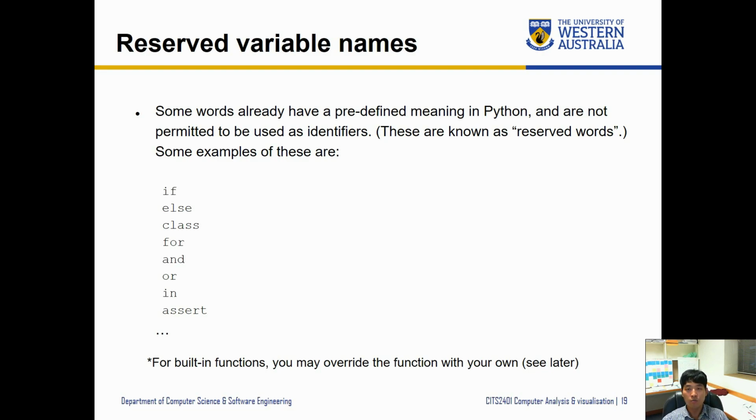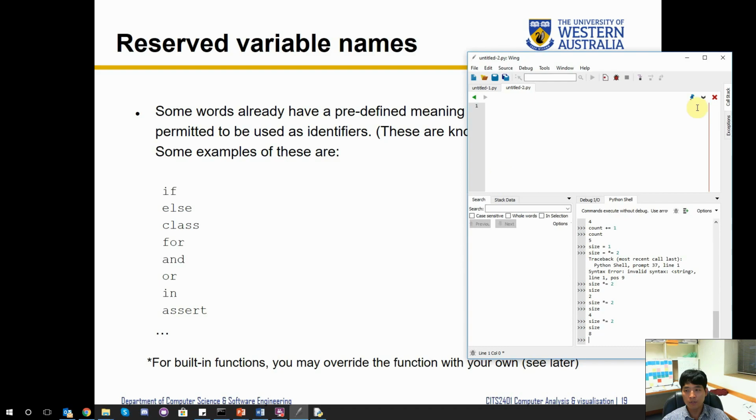And you may have figured out when I was playing with writing code in the pages, some names get highlighted. So for example, here def gets highlighted as a thick blue color, print gets highlighted as a light bluish-greenish color, right? And there are some other reserved words. If is a thick green. Else is also, class, for, and, or, in, assert.